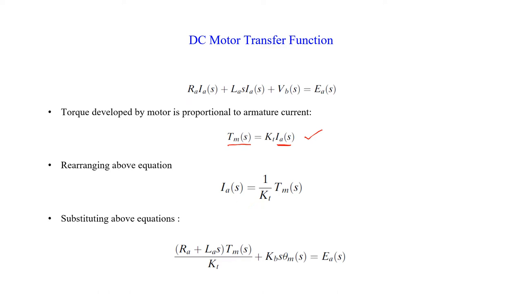So if we rearrange the above equation, and if we put the expression of IA in the above equation, we get the following equation. Now, if we see this equation, the objective was to find the transfer function between EA and theta M. But we can see that we have another function, which is TM as well. So we have to remove this TM, and we have to write this TM in terms of theta M.